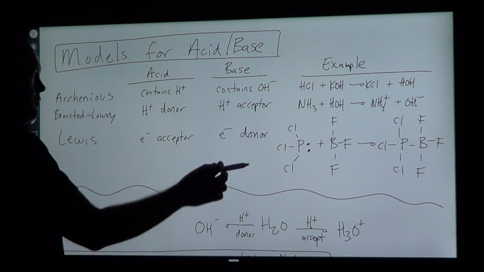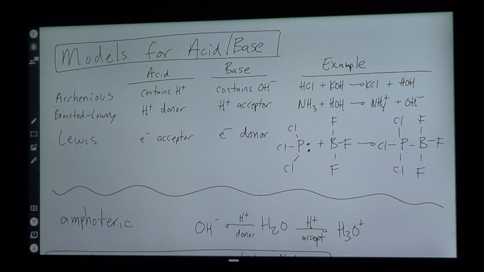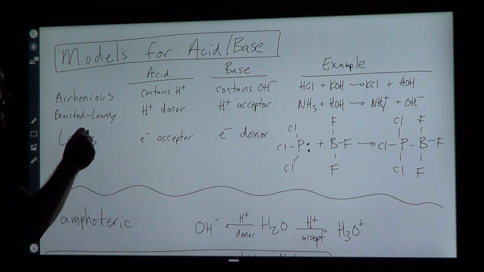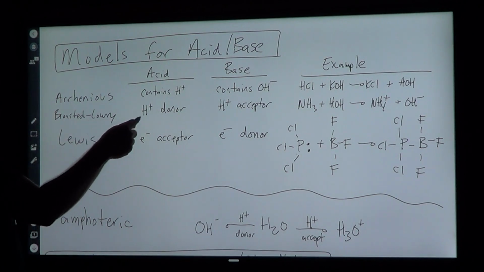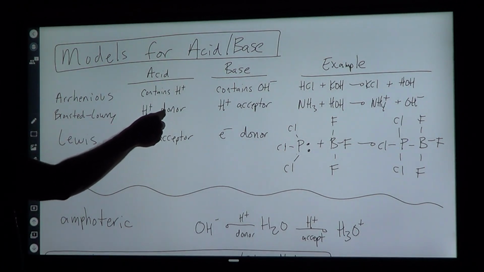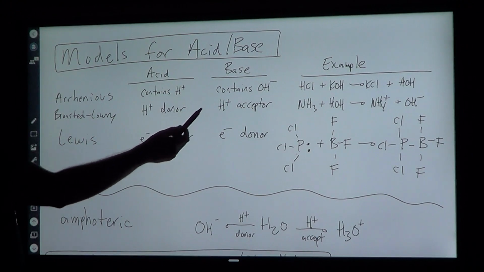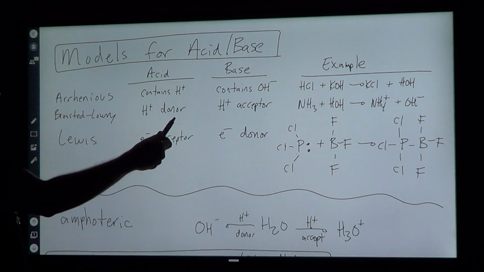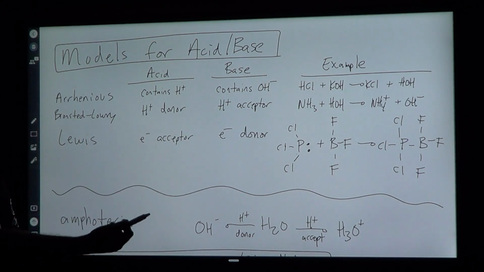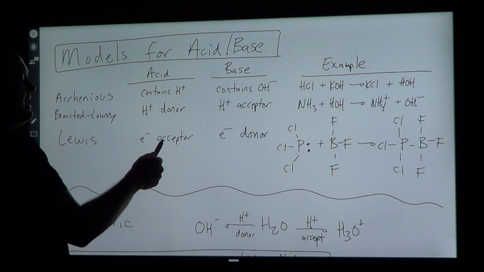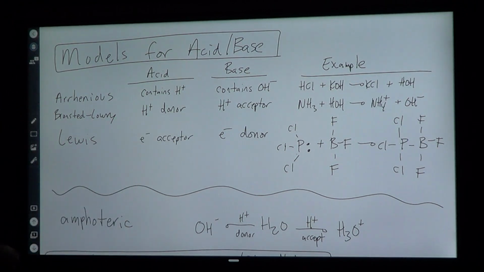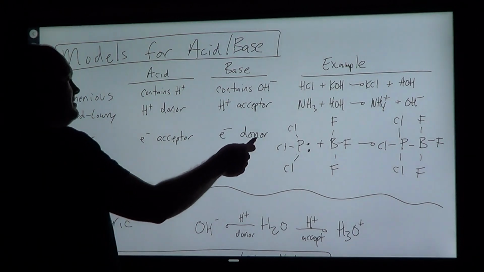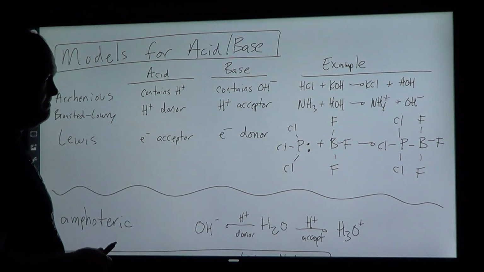And then Lewis, this is the one your book doesn't talk about, but I'm going to just mention it. It's basically the opposite of Bronsted-Lowry, but it's the same, because if you're donating a hydrogen to someone else, then you are keeping your electrons. So even though these two look like they're the opposite, they're really the same. Okay, so a Lewis acid is someone who accepts electrons. And a Lewis base is someone who donates electrons.